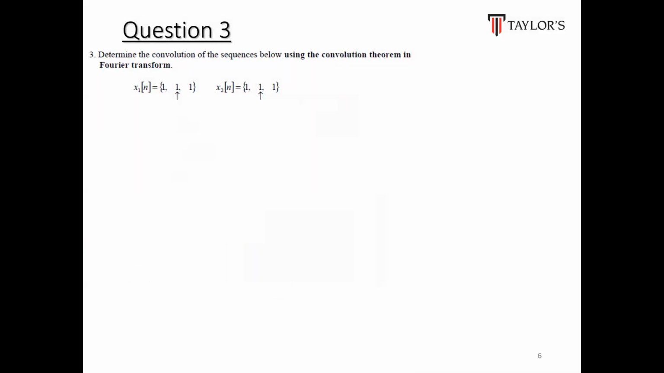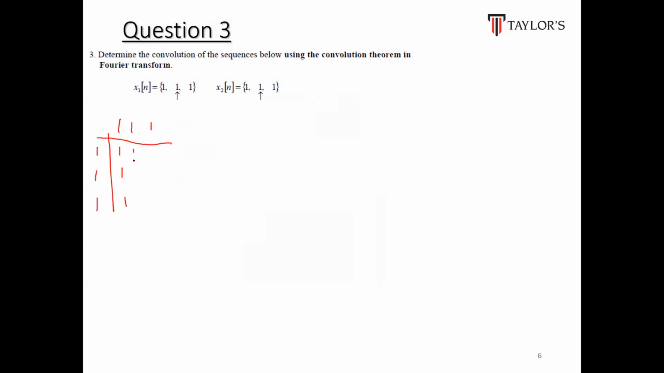Now, question 3. Determine the convolution of the following sequences using the convolution theorem. This one is an interesting question. If you want to do it using convolution, not the convolution theorem, let's say I do raw convolution. What do I do? I write 3 ones here and I write 3 ones here. And then I draw the table.